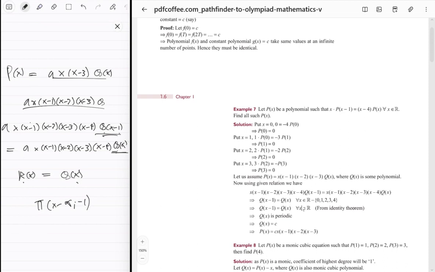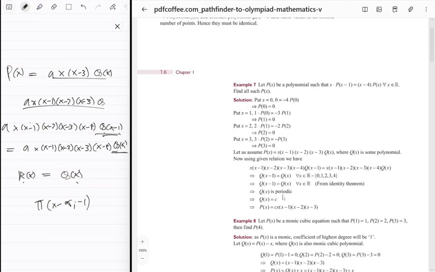Huh, that was a big proof. What do they have? Find all such p of x. It's only a 0 polynomial. Okay, q of x periodic. So constant. Oh, that would have also worked. It's just a constant, not necessarily 0. Why did I not think of that? So in this case, the constant would just be 1, right? Because we assumed this to be a monic polynomial, right? Yeah, right. That makes sense.